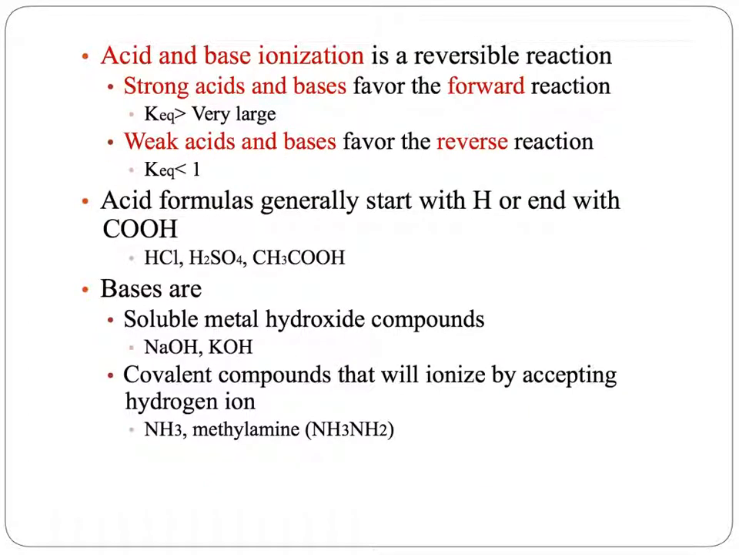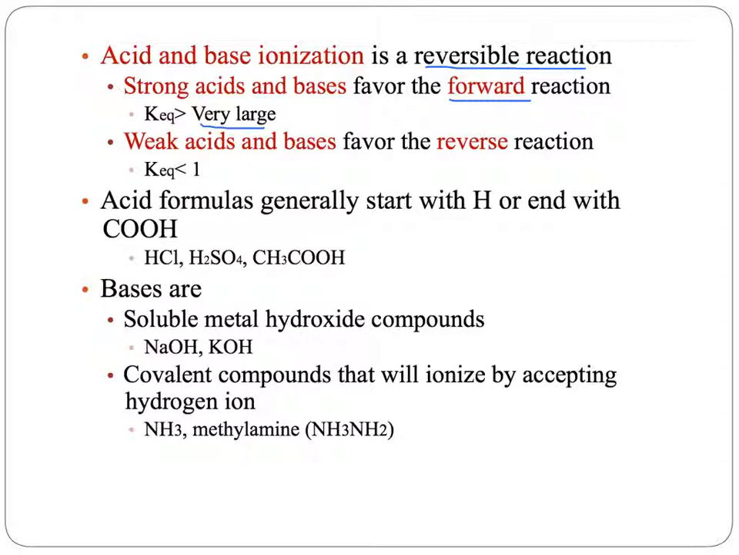As I just hinted at, acid and base ionization reactions are reversible reactions. They can reach a point of equilibrium. And strong acids and bases favor the forward reaction. Very strong acids and bases pretty much go all the way to completion at 100% ionization, so their equilibrium constant would be very, very large, almost reaching infinity, because the reactants in the denominator would be such a tiny number. You'd end up with a huge number at the top.